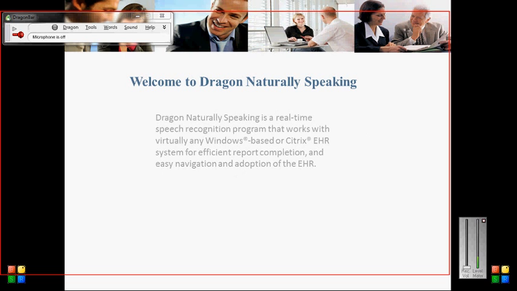Okay. So, just to give you an idea, for those who have not seen or have not used Dragon, Dragon is a real time, or Dragon NaturallySpeaking, as the manufacturer of the software likes to call it. That's the trade name. It is a real time speech recognition software or program that works with any Windows based or Citrix or EHR system for efficient report completion and easy navigation of the EHR. So basically, it works with any EHR, just like Allscripts, Enterprise EHR, and any other EHR products that we have out there.